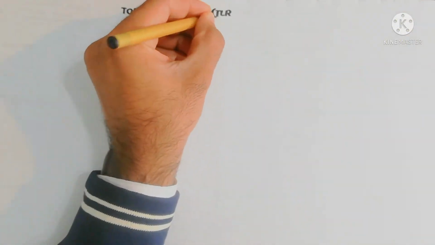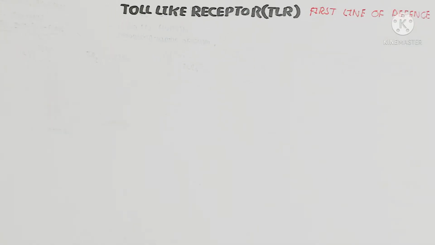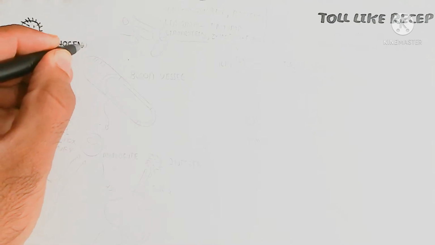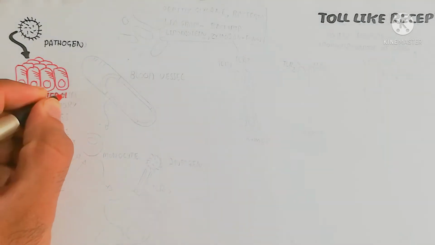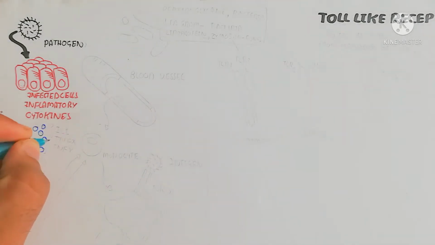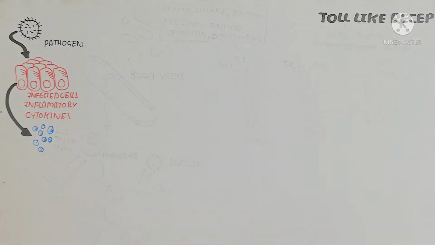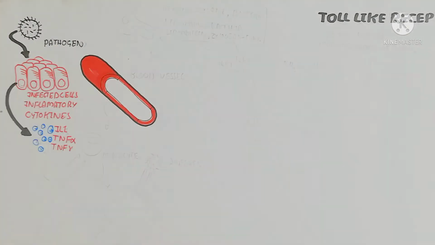So let's begin to understand. Here is the pathogen; first of all we will discuss this. TLR is the short form for Toll-like receptor, and it is part of the first line of defense. It means the macrophage and dendritic cell contain a Toll-like receptor. Here you can see the pathogen. This pathogen can infect the tissue, and the infected cell produces inflammatory cytokines, for example interleukin 1, tumor necrosis factor alpha, and tumor necrosis factor gamma. These stimulate the monocytes present in the blood in the circulatory system.